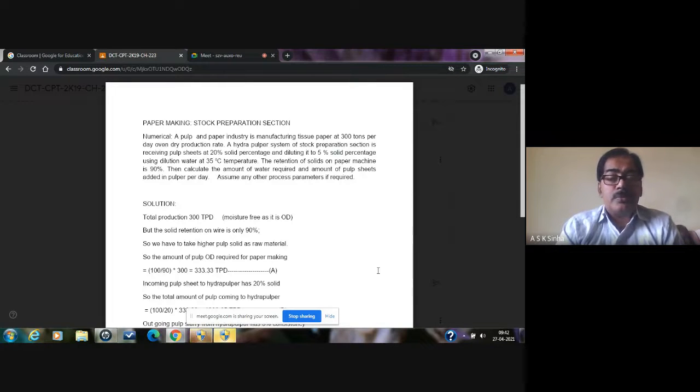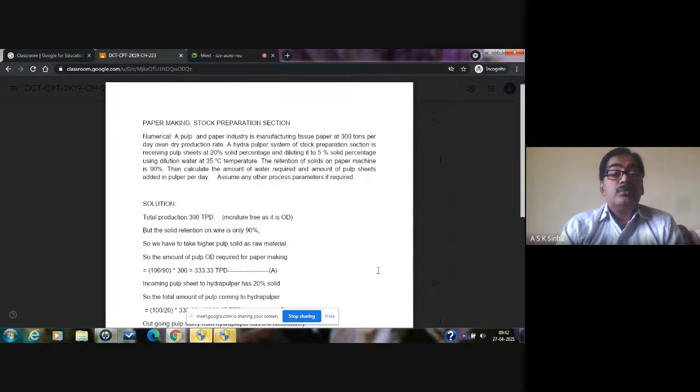The Hydra pulper is receiving the pulp sheet, or it may be in the form of pulp granules, which has 20% solid percentage. That means 80% is water. Generally, after manufacturing of the pulp, it is stored in semi-dried form. So dryness will be in between 15 to 20%.